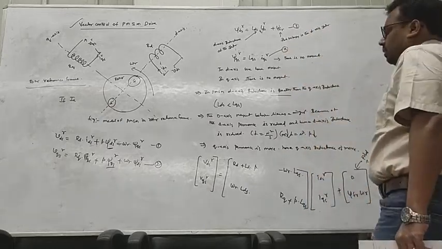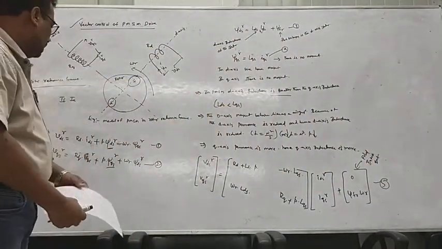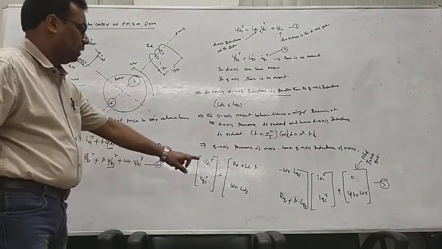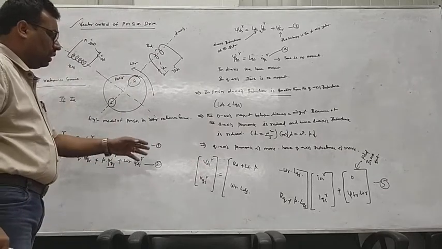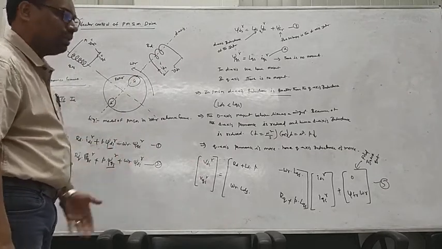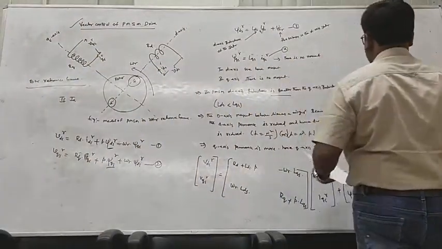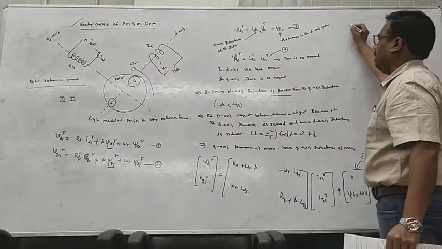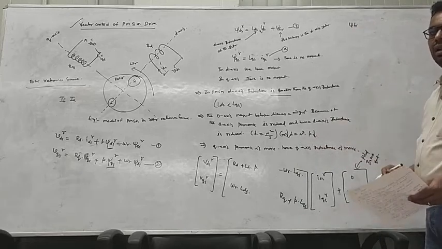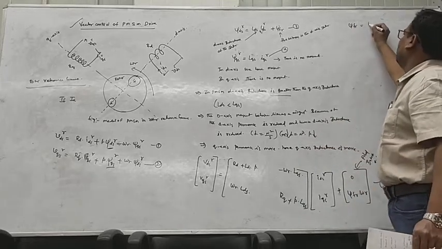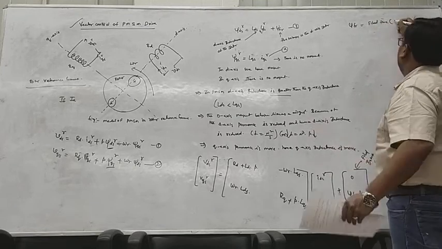If you substitute the psi ds, the flux linkage of the direct axis, into this equation, then you will get this. And psi qs also you have to replace. So this is about the direct axis and quadrature axis voltage relations. As you know, psi f R is the field flux, or permanent magnet flux.